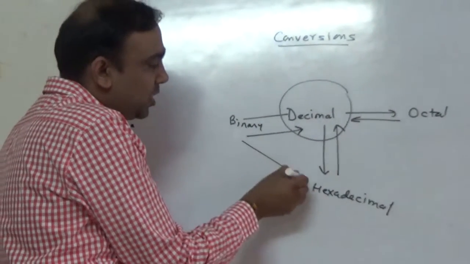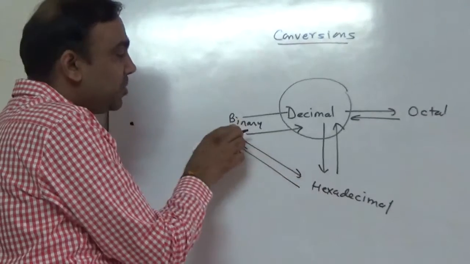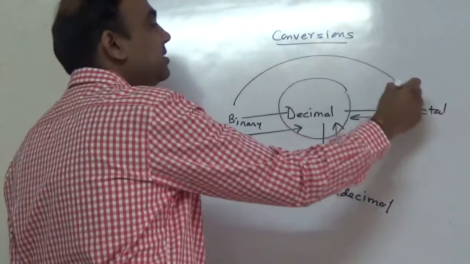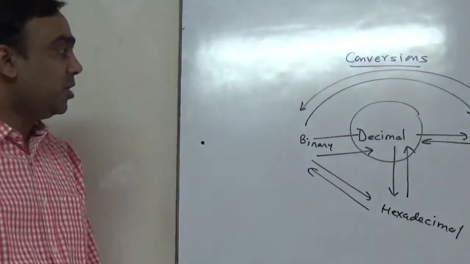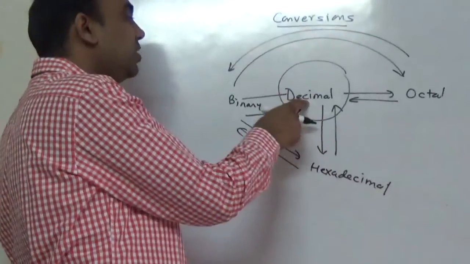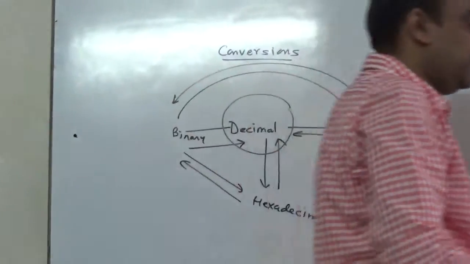Again, you should know how to convert from hexadecimal to binary and binary to hexadecimal, and the last conversion from octal to binary and binary to octal. Now, first we will focus on how to convert from decimal to binary.